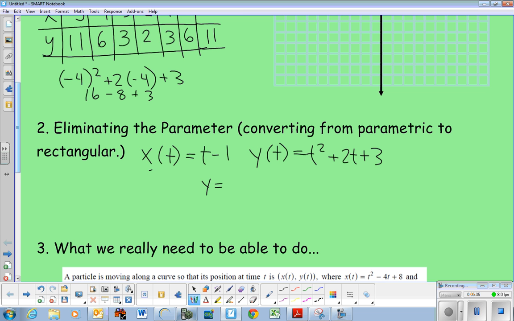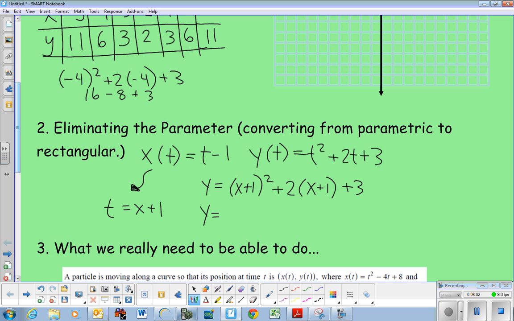So based on this equation over here, if x is t minus 1, then t equals x plus 1. All right? So y equals t squared, which is x plus 1 squared, plus 2 times x plus 1, plus 3. Now, I've eliminated the parameter, and this is that parabola. Usually I want to clean it up a little bit. That's not the best form of the parabola.